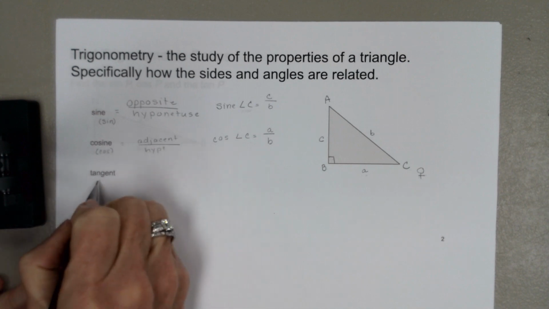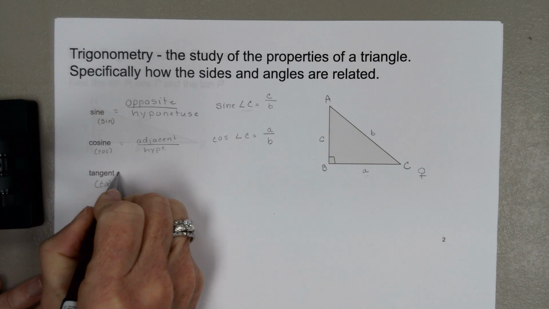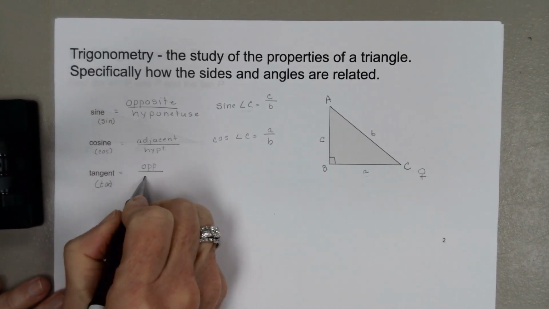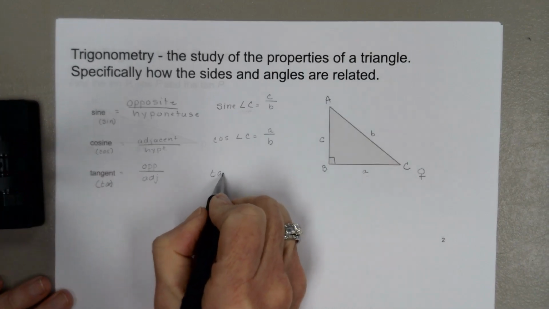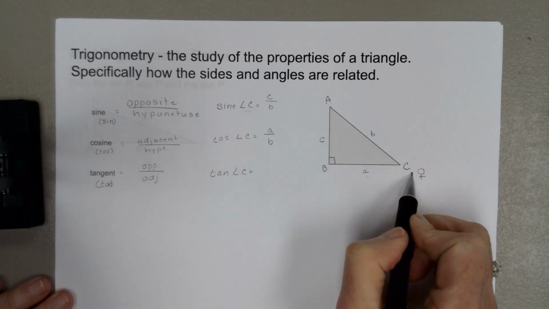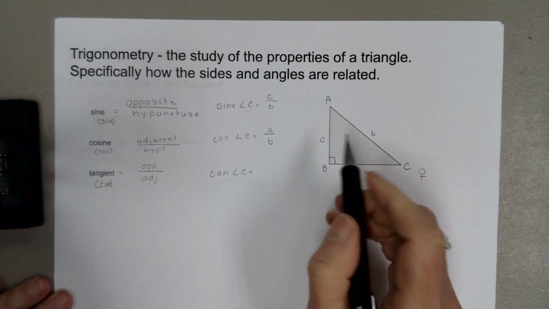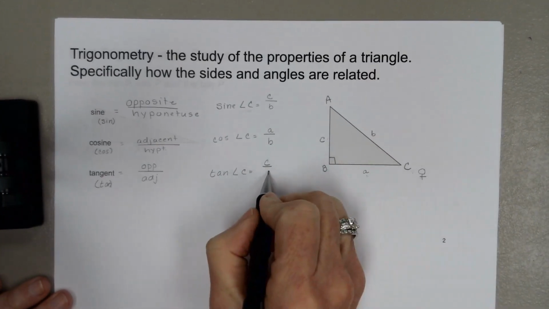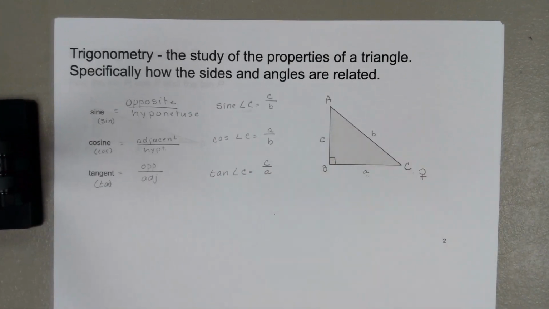The tangent, or abbreviation TAN, is equal to opposite over adjacent. So the tangent of angle C, remember you're standing there, this would be the opposite side, not the side that's right next to you, would be C. The adjacent side would be A. Again, remember B here is always your hypotenuse.